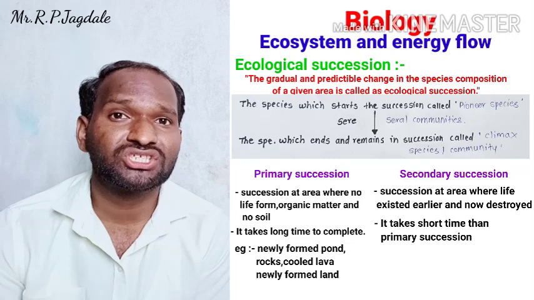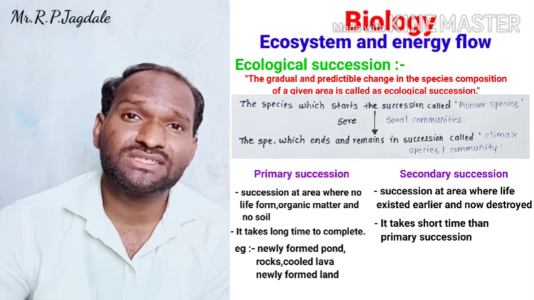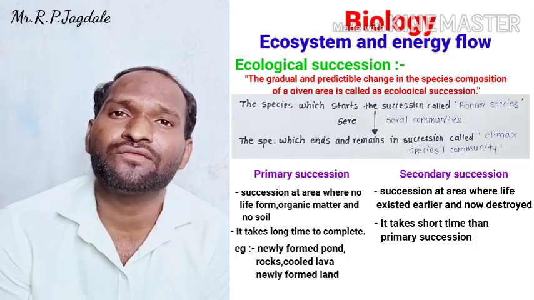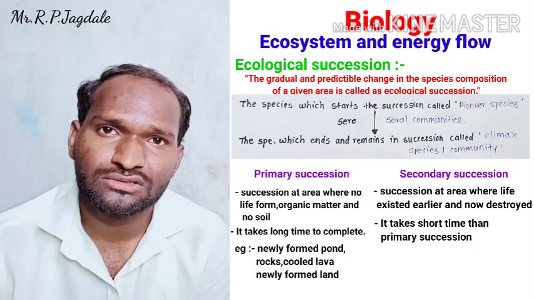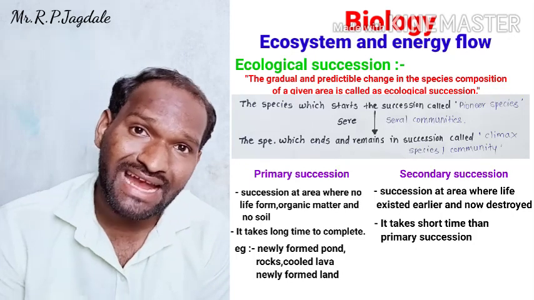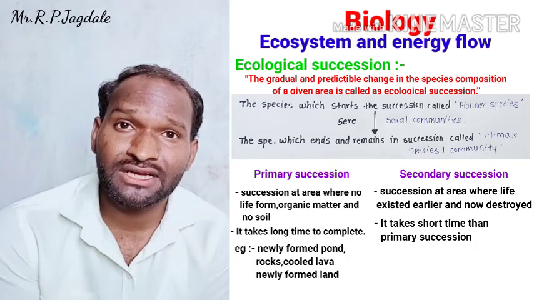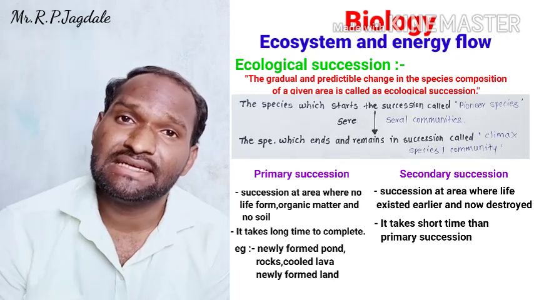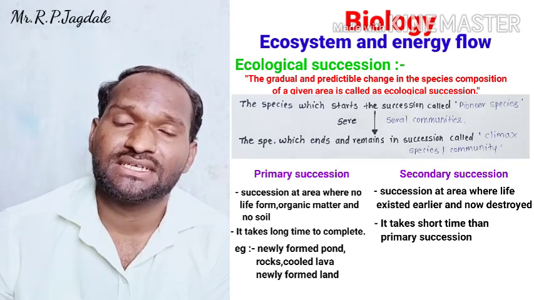If primary succession requires 1000 years to complete one succession, then secondary succession takes 300 to 400 years to complete one succession. That way it is shorter. Okay, 300 to 400 years are not actually short, but it requires a shorter time than primary succession.